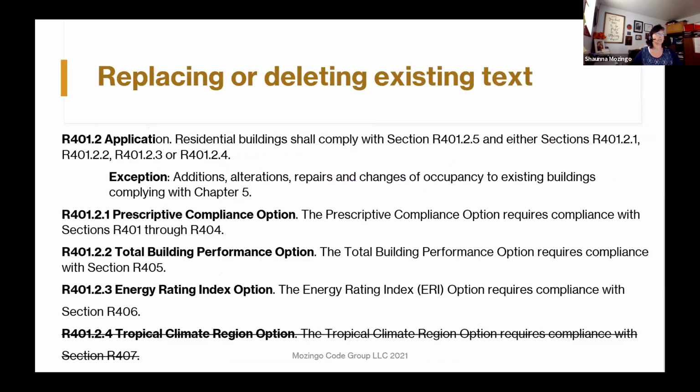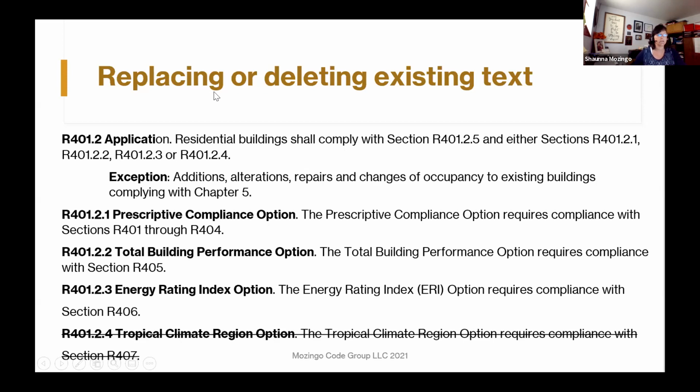If you're also looking at removing something from the code, it's just a strikethrough, right? So we're in Colorado. Unfortunately, we don't have any tropical climate zones. I wish we did. But maybe we're just going to amend out anything that has to do with tropical climate zones to make our code easier to understand. I don't know. So you pick something that you want to delete and you can just strike through it. If you're going to strike through a whole section, you can just say delete the section in its entirety. So that's how you would delete text.